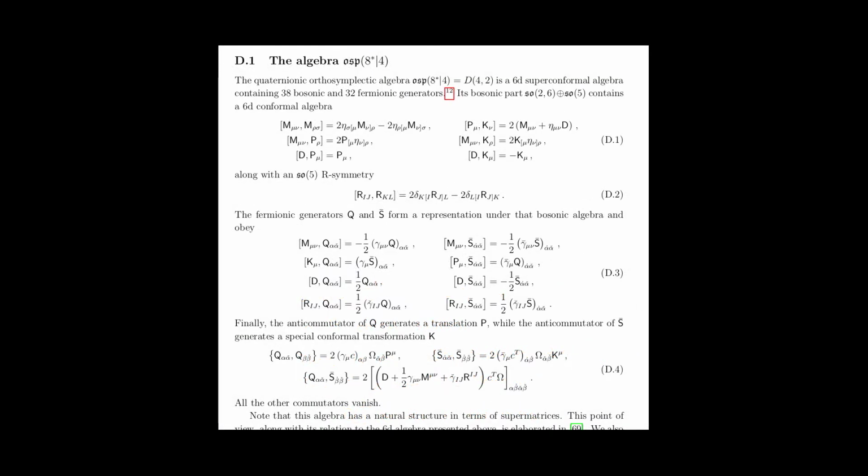If we include the supercharges, the full symmetry preserved by the (2,0) theory is called OSp(8*|4). It is the algebra presented here. You don't need to memorize this algebra, but it is important to know that from it we can build representations and therefore obtain a lot of information about what are the possible multiplets in the theory.